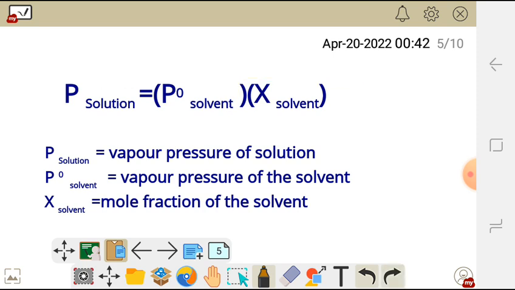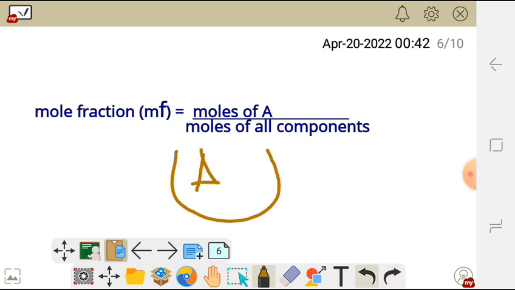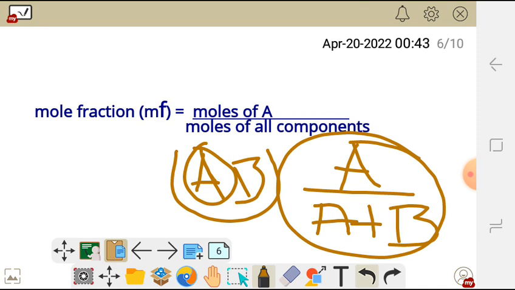of the solvent. The mole fraction is given by the number of moles of that component dissolved in the solution over the moles of all components in that solution. For example, if you have a solution which has components A and B, then the mole fraction of A will simply be the number of moles of A over the number of moles of A plus the number of moles of B. So that will be the mole fraction of A.